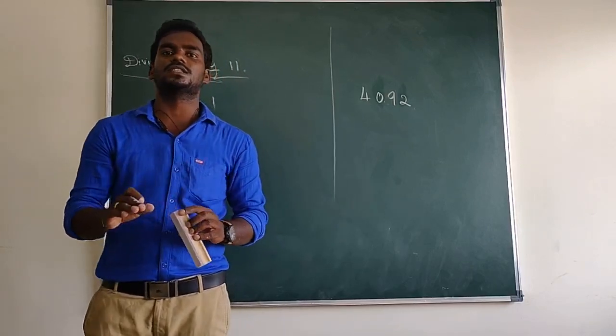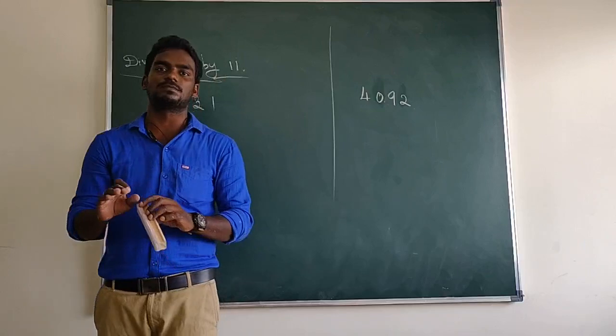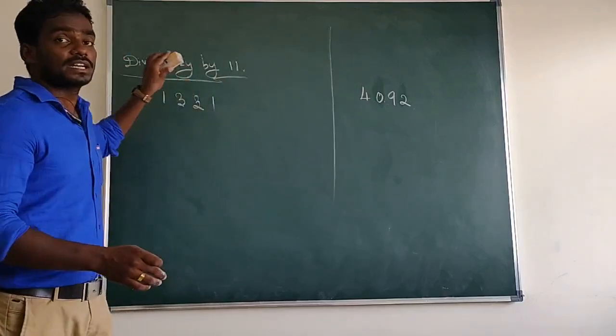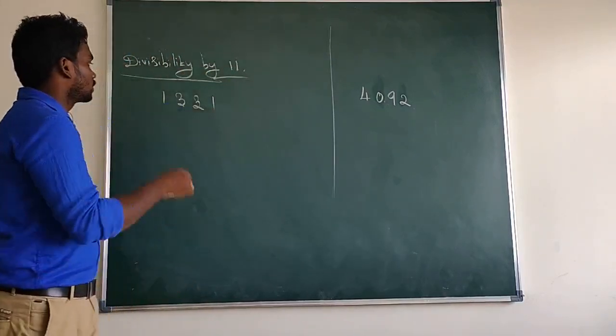Divisibility by 10 is easy: a number whose last digit is 0 is divisible by 10. The next important condition is divisibility by 11. So what is divisibility by 11?